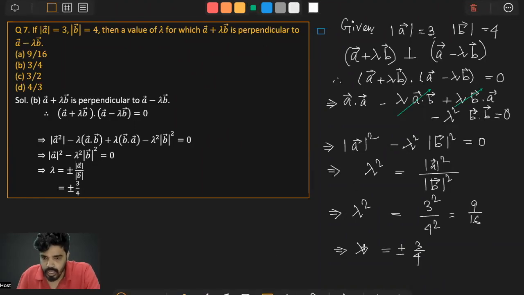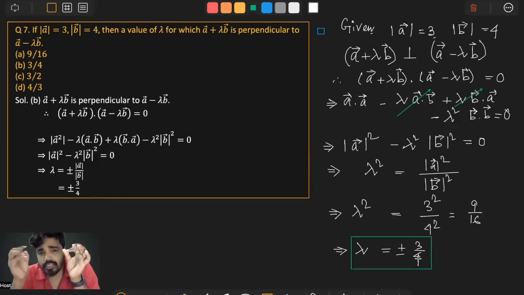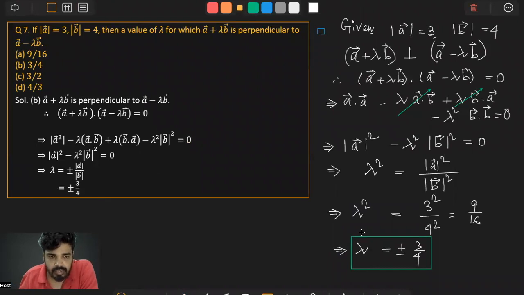So if the value of lambda is either plus 3 by 4 or minus 3 by 4, then A plus lambda B is perpendicular to A minus lambda B. Okay, so I think it's clear. So which option is correct here? Plus minus 3 by 4. So option B is the correct answer.